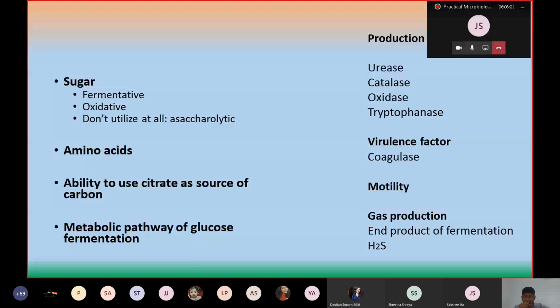But all the bacteria cannot utilize citrate. That means in a media, we can use citrate alone, only citrate as a source of carbon, no other molecules that contain carbon. Then if some bacteria survive on that media, then citrate is utilized. If bacteria cannot survive on that media, then citrate is not utilized as a source of carbon. So that is one of the tests. Similarly, we can look for the metabolic pathway of glucose fermentation.